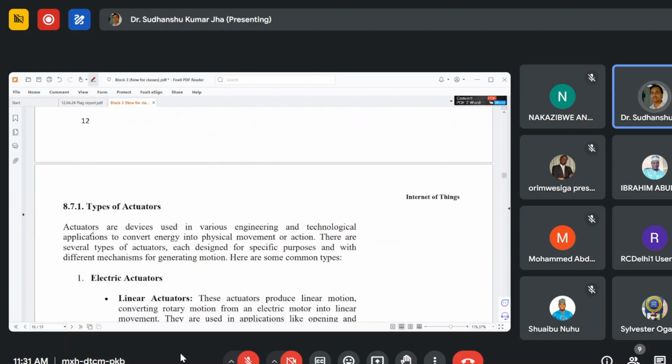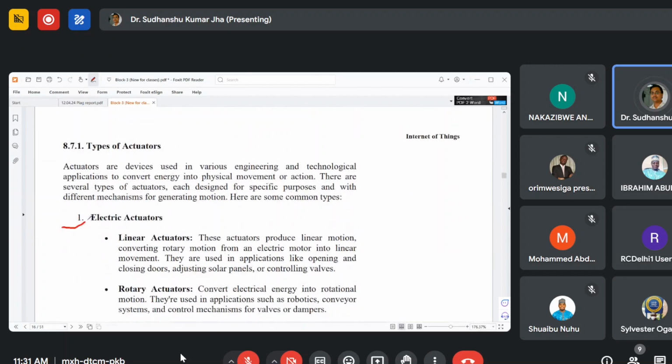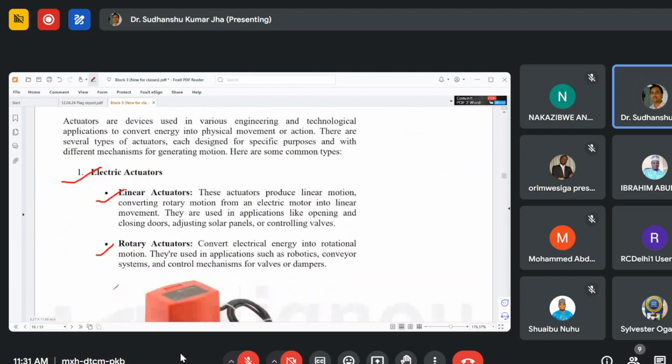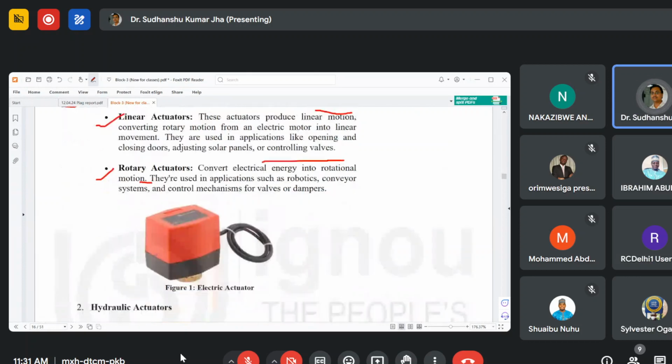We have various kinds of actuators, like electric actuators. We have linear actuators and rotary actuators. Linear actuators produce linear motion, whereas rotary actuators convert electrical energy into rotational motion. So you can see here that electrical actuators work on an electrical signal.